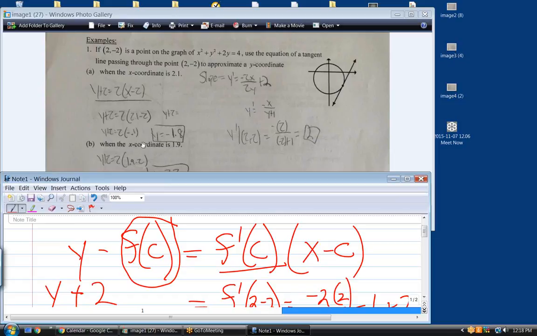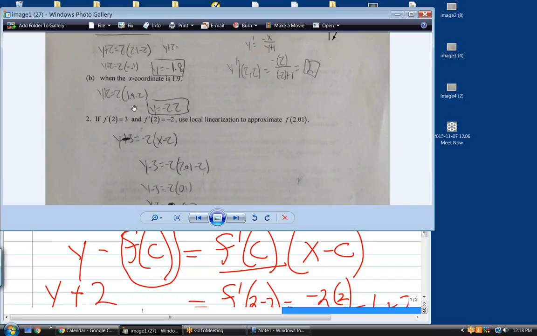Okay. Now, if I want to do it when the coordinate is 1.9, well, I got all the work done, so all I have to use is this left-hand equation here. So it's y plus 2 equals 2 times 1.9 minus 2. And that does give you a minus 0.1, but it gives you a y value of minus 2.2.